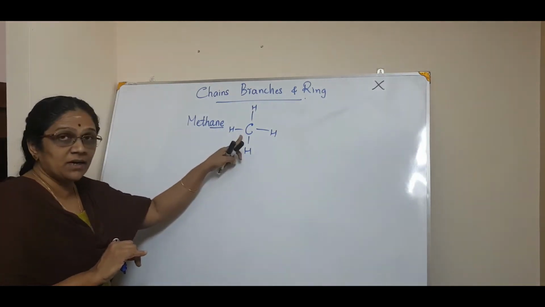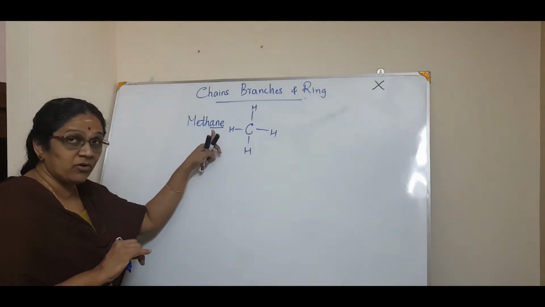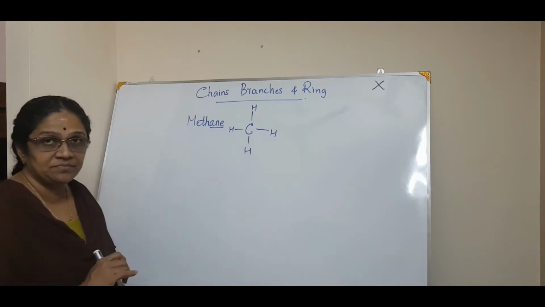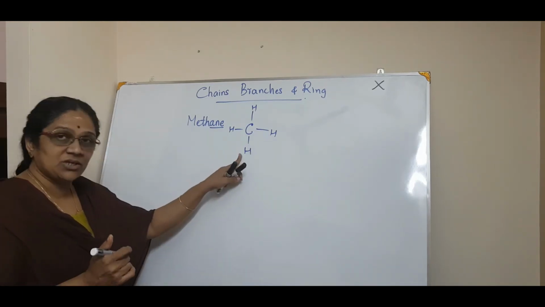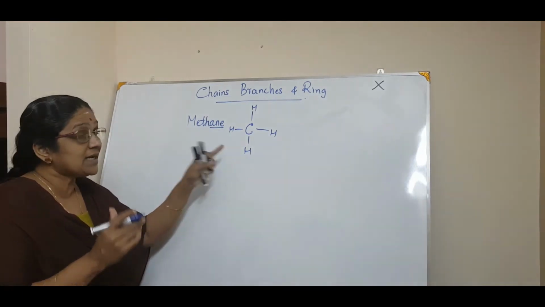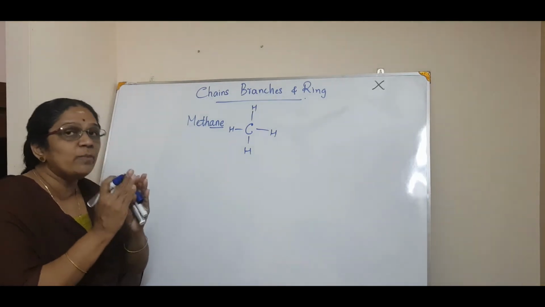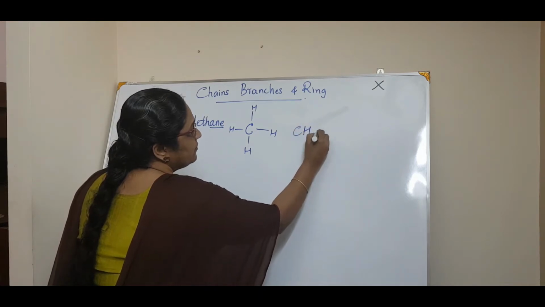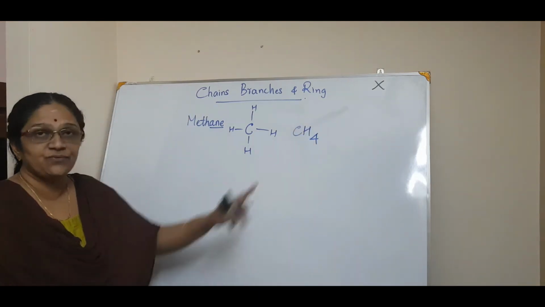Meth means one carbon atom. It's a saturated compound because it is ane, and so it must contain 4 hydrogen atoms. Now this is a structure of methane. Now you can condense it. You can have a formula for this. How do you write the formula for methane? You write the formula for methane as CH4, isn't it?